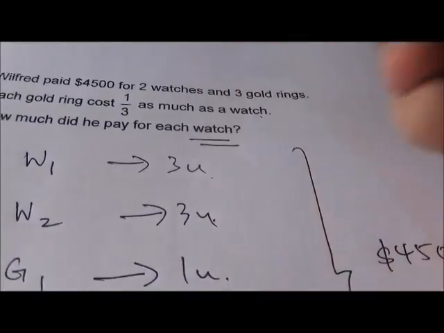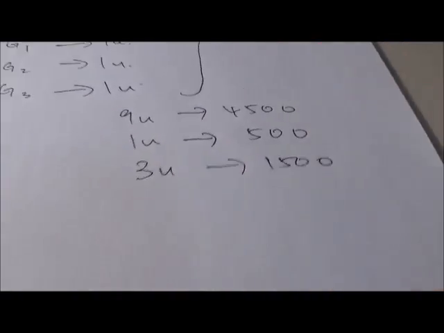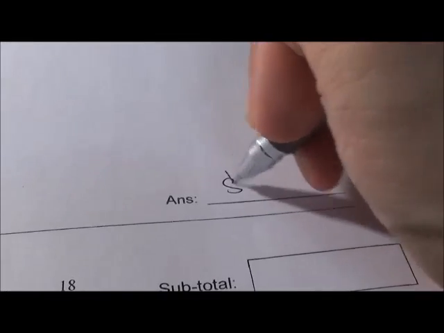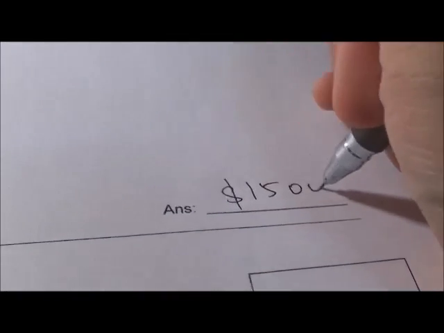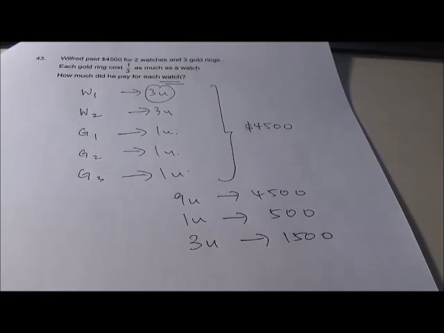How much did he pay for each watch? Okay, so the watch is how many units? 3 units. So we need to find 3 units here. That will be 1,500. So your final answer here, please do not forget your dollar sign again. $1,500. That's your answer for question 43.